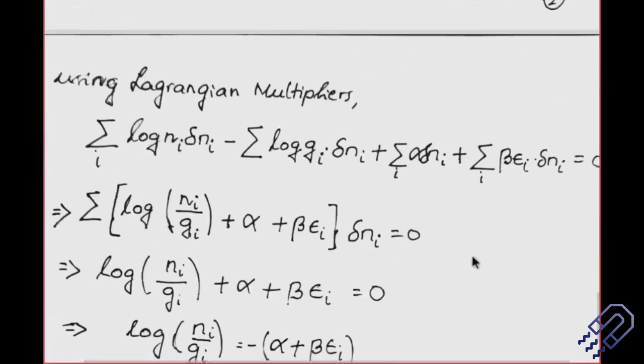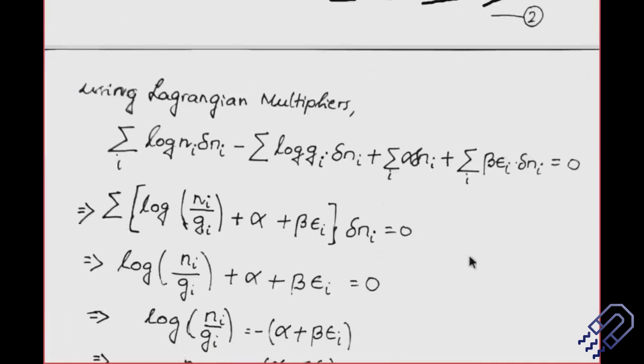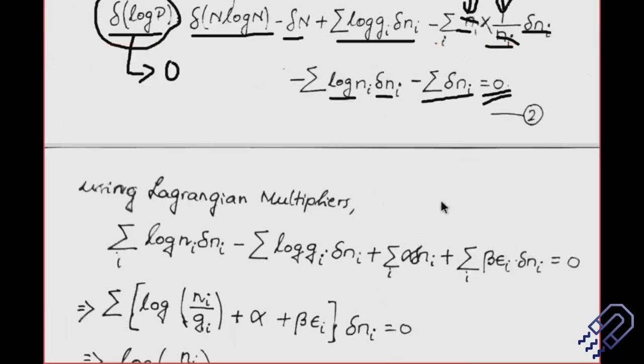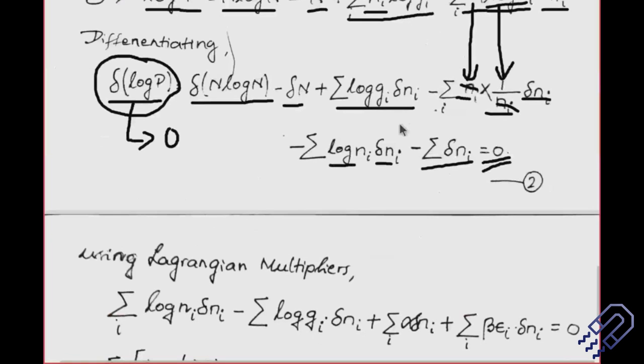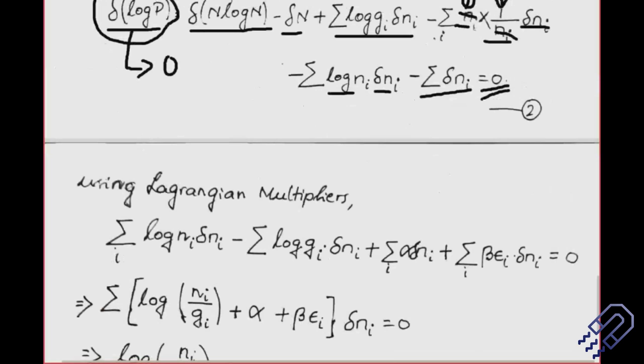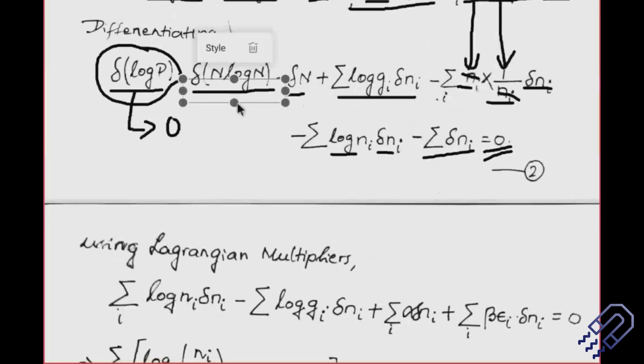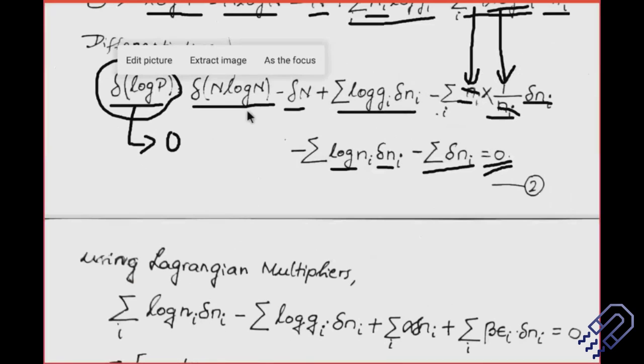Next, we are going to use Lagrange's multiplier. But before that, I think I can show this to you. I think this is important. So what we have here is two terms. One is this term, and one is this term. Why? Because all the remaining terms will become 0. I told you delta of Ni will be there.